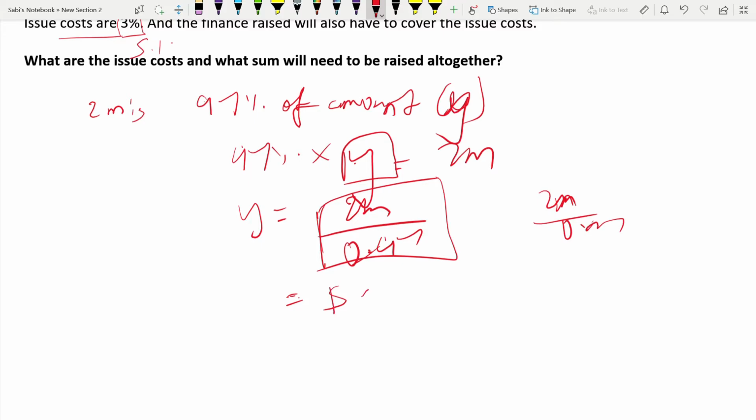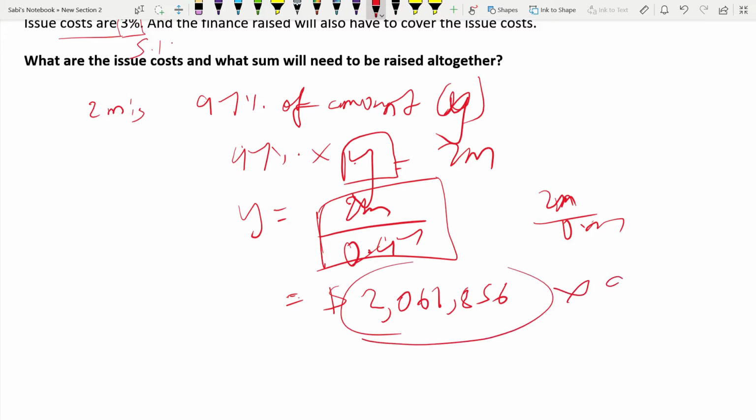So it is 2,061,856. If you want to be sure of your answer, apply 97% on this and check if you are getting 2 million or not. You should be able to get it. Right? Backward calculation. Now, that's not enough. What do you have to find out? Issue cost.